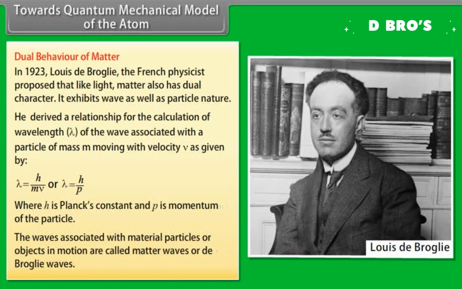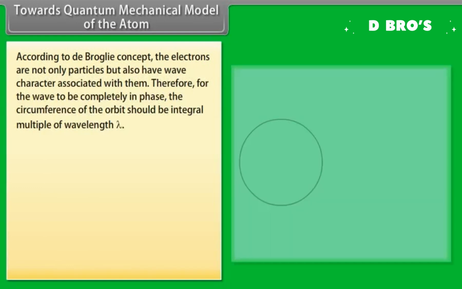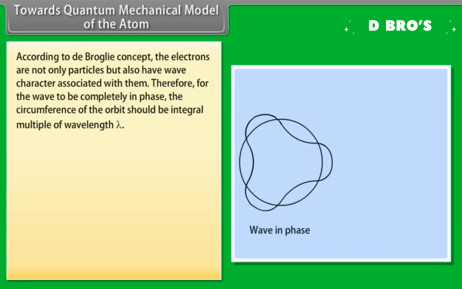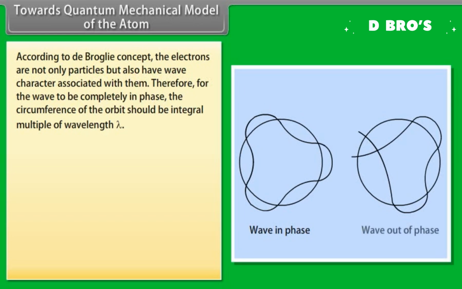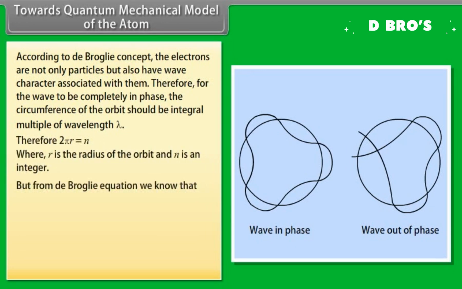The waves associated with material particles or objects in motion are called matter waves or de Broglie waves. According to the de Broglie concept, the electrons are not only particles but also have wave character associated with them. Therefore, for the wave to be completely in phase, the circumference of the orbit should be an integral multiple of the wavelength lambda. But from the de Broglie equation we know that lambda is equal to h upon mv. Hence, 2 pi r is equal to n into h by mv, where mvr is equal to n into h by 2 pi.